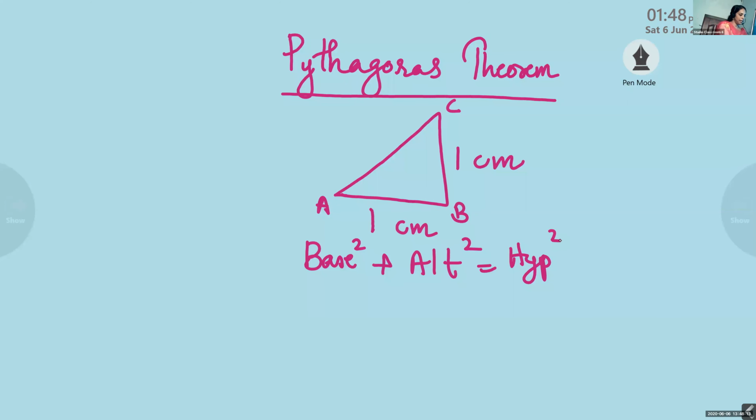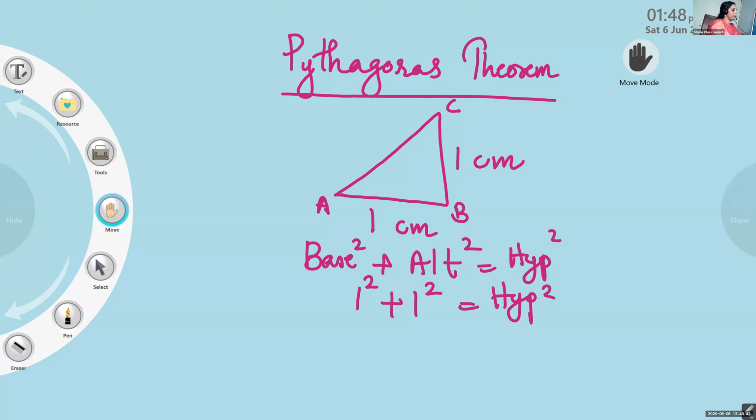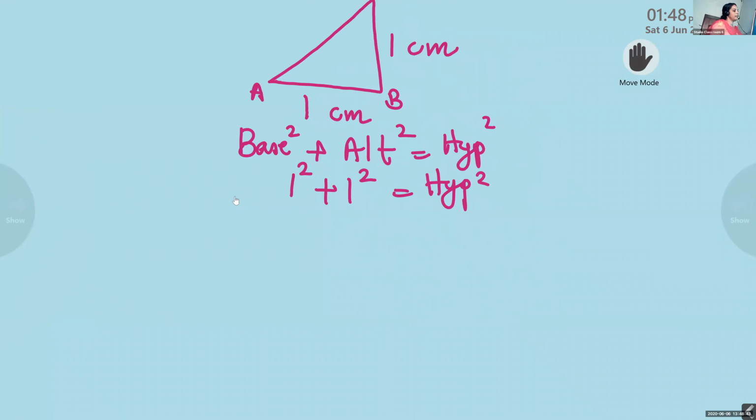Somebody. Here it is base square. Okay, John, I will ask somebody else. 1 square plus 1 square equal. Okay. Who is telling the answer? Aman Shakir. Good. Tell the answer. 1 square plus 1 square equal to hypotenuse square. Okay, let me move it a little bit. So 1 square plus 1 square equal to hypotenuse square.